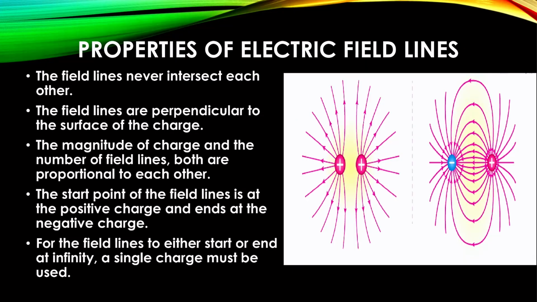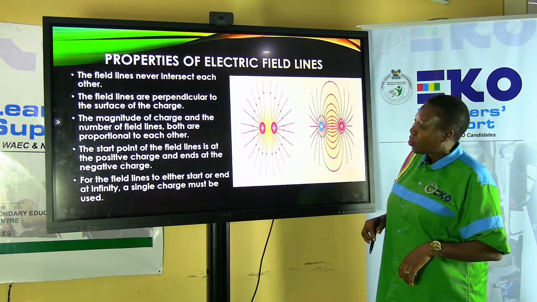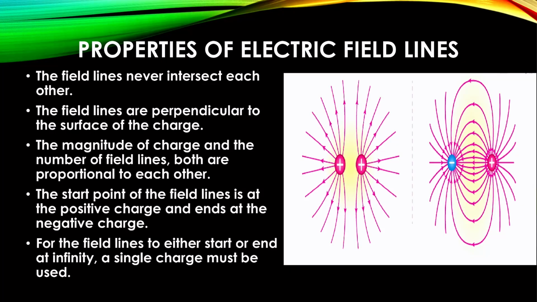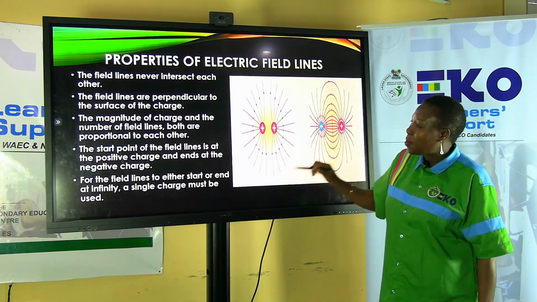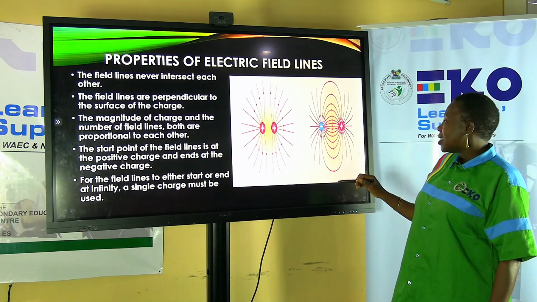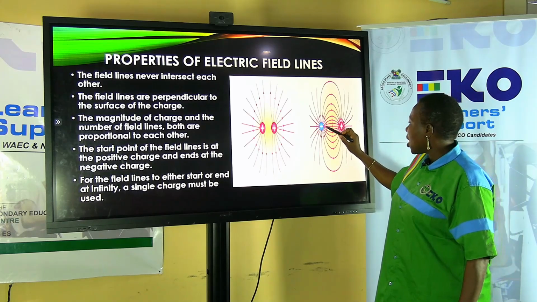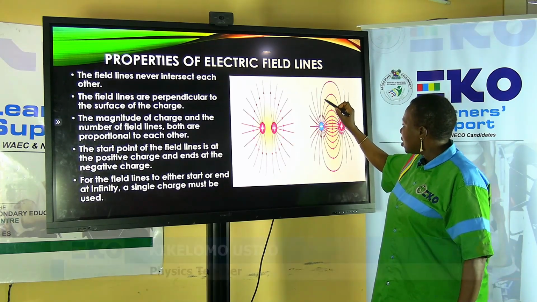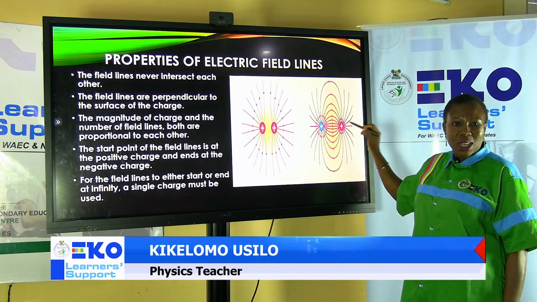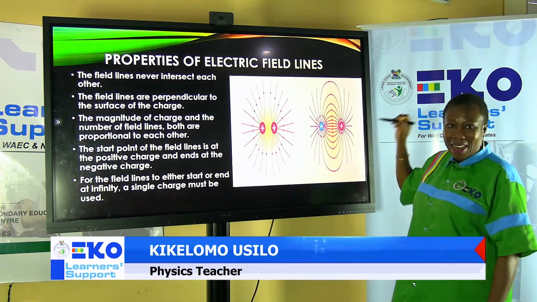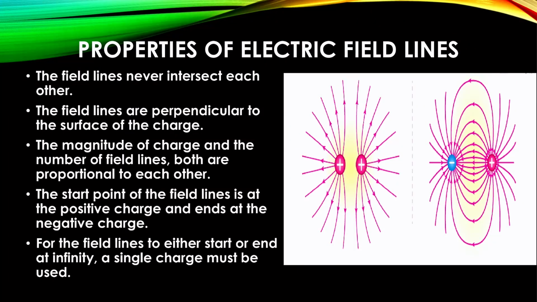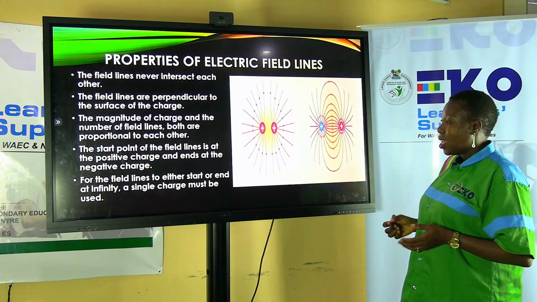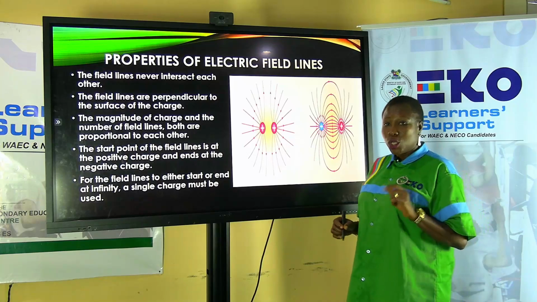So when you are having this diagram, you need to take cognizance of the distances. The start point of the field lines is at the positive, which you can see as the arrow head depicts. Starting point is always at the positive charge and ends on the negative. And this is what we have here. It's coming from the positive down to the negative. So you need to take cognizance of the arrow head to show the direction, like we mentioned earlier on. So for the field lines to either start or end at infinity, a single charge must be used.